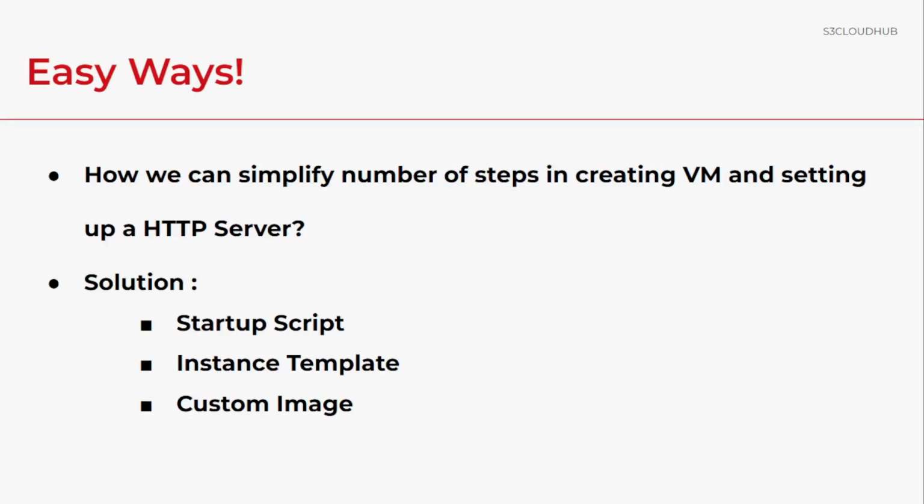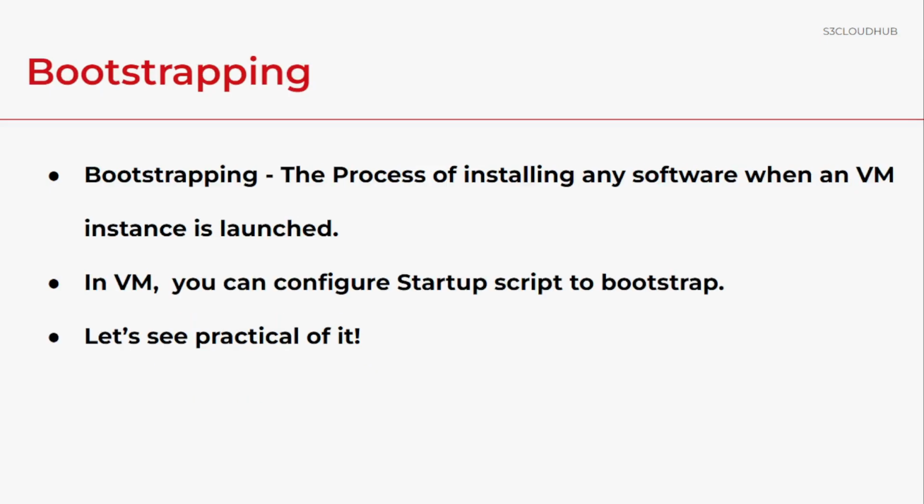So how can we simplify the number of steps in creating a virtual machine and setting up an HTTP server? Mainly there are three ways which help you in reducing the steps of creating a virtual machine and setting up an HTTP server. First is the startup script, second is instance template, and third is custom images. We are going to see practical demos of all these three in the upcoming videos. Let's start with the first one, startup script.